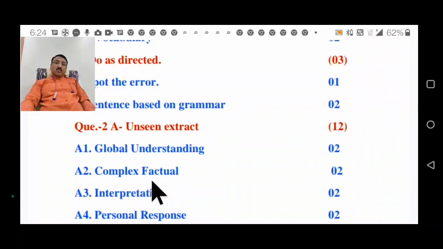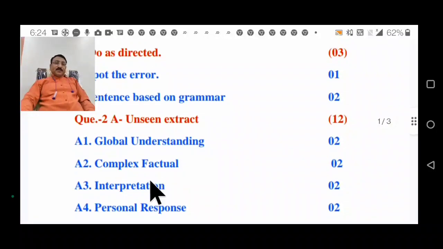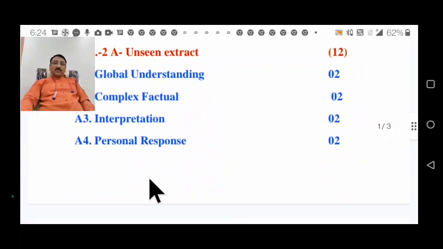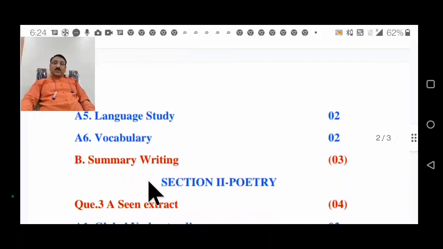In this passage also, you will have the similar activities as we discussed in question number 1A: global understanding, complex factual, interpretation, personal response, language study and vocabulary. Now let us come to question number 2B. The title of this activity is summary writing.